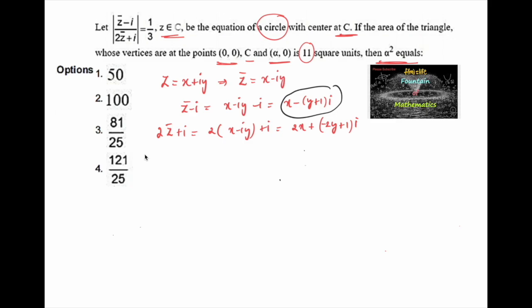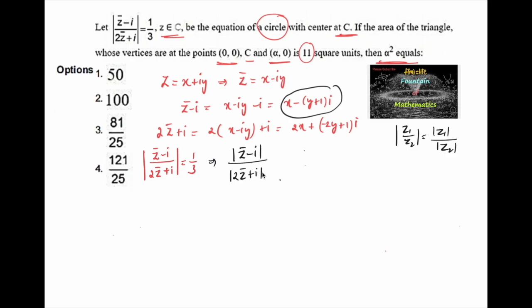Let's consider mod of z bar minus i divided by 2 times z bar plus i, which is equal to 1 upon 3. So we can write, since we know that mod of z1 by z2 is equal to mod z1 divided by mod z2, where z1 and z2 are two complex numbers with z2 not equal to 0, mod of z bar minus i divided by mod of 2z bar plus i is equal to 1 upon 3.